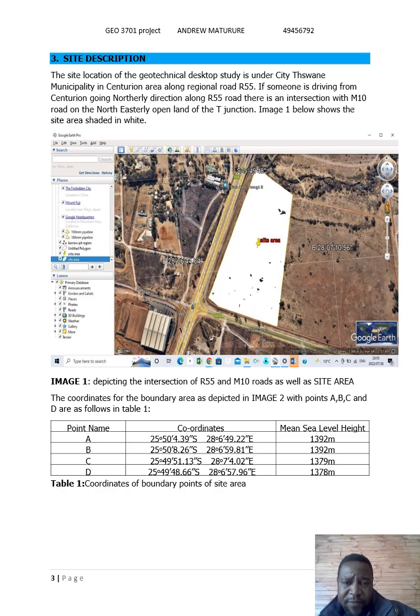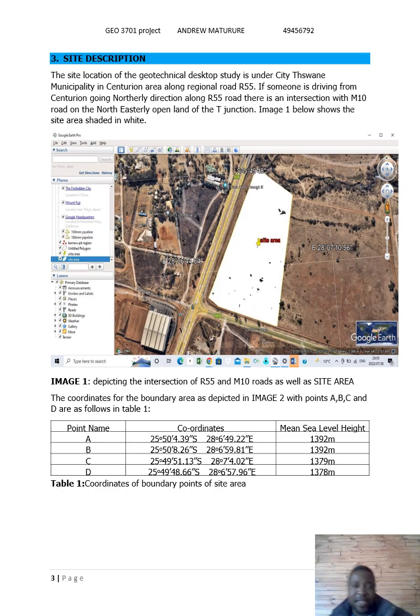On slide number 4, we are discussing the site description. The site is in the Centurion area, under the City of Tshwane municipality. This is road R55 and this is road M10. So this shaded area is the region where we are expecting to be constructing our facilities. These are the coordinates of the area where we will be constructing our facilities.